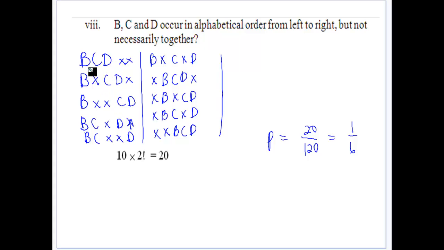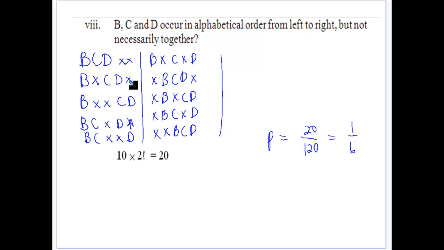So we can either have B, C, D there, or B, C, D, B, then two other elements in the C, D, B, C, the elements there. So really I had to list out the ways to do it. Not a fun way to do it.